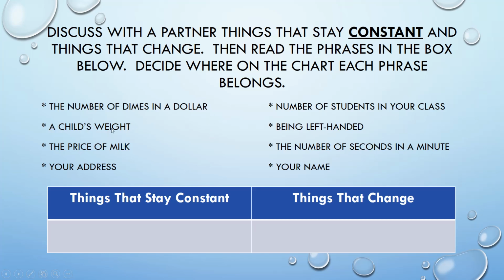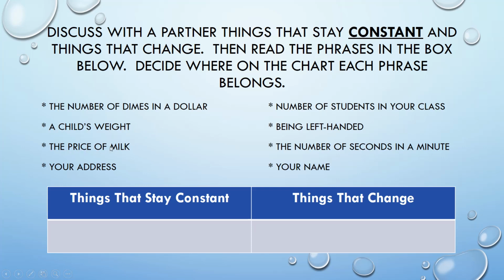What about a child's weight? Think about how much you weigh. Is that going to stay constant or change? Good, that's going to change, right? You don't weigh the same now as you did when you were a baby, and you're not going to stay the same weight even when you're an adult, right? That'd be kind of silly. As you get older, you are going to weigh more.